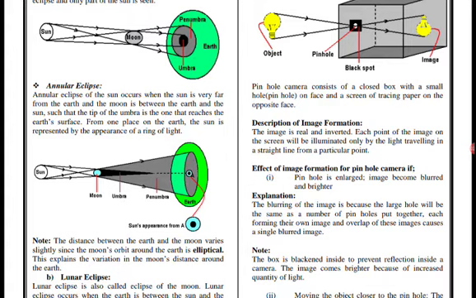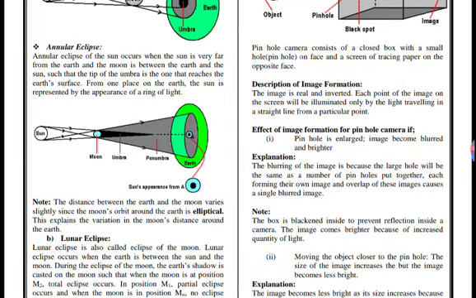The distance between the earth and the moon varies slightly, since the moon's orbit around the earth is elliptical. Here it's like stretching a circle. The orbit is like a stretched circle, or you can call it an oval. This explains the variation in the moon's distance from the earth. So that's all that we can talk about the eclipse of the sun.